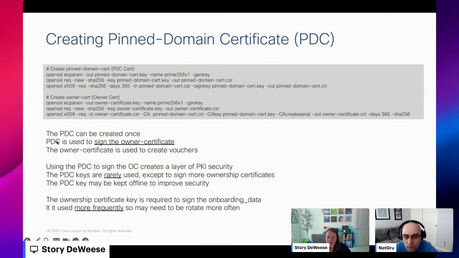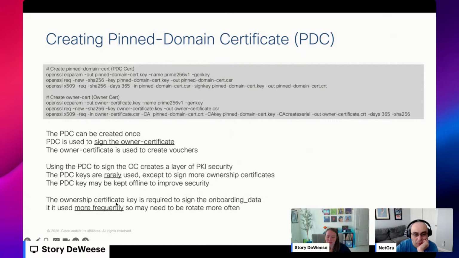One thing to note here is our pinned domain certificate. This is used to sign our ownership certificate. Our pinned domain certs are rarely used unless we have more ownership certificates that we would need to sign. So it's most secure if we store those offline. We're not going to need to use those all the time, right? We just need to use them initially to sign our ownership certificate.